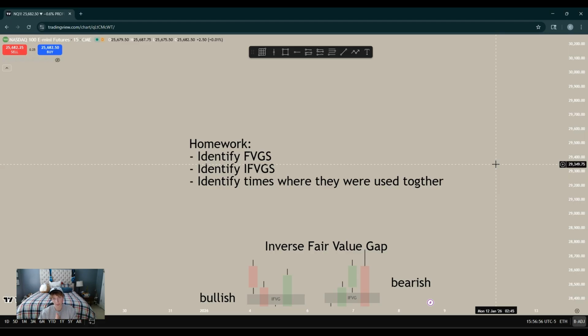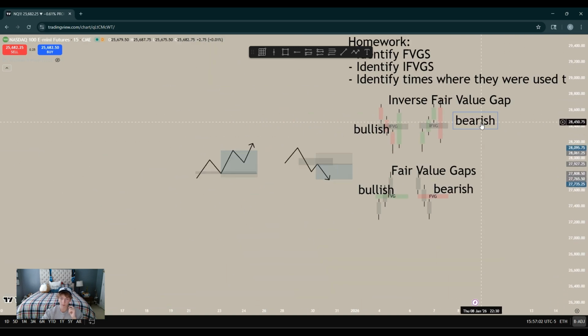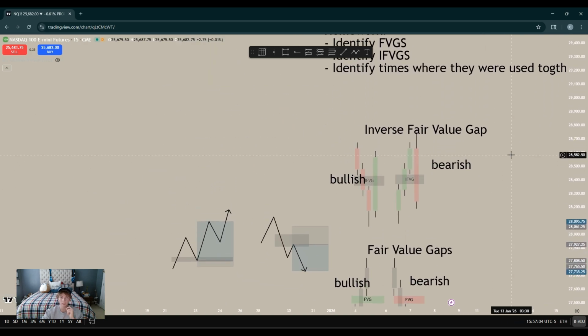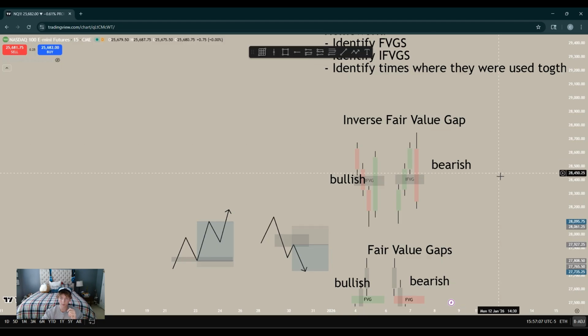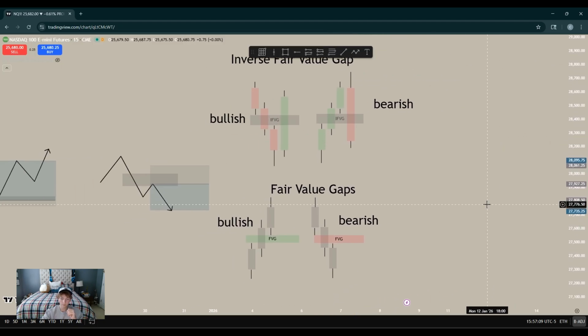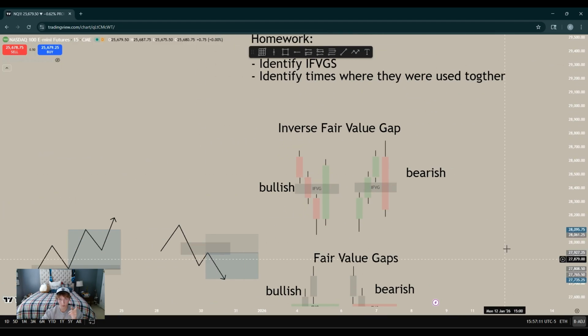So these are fair value gaps. Hope you guys enjoyed the video. Hopefully you got some knowledge in that brain of yours because you need it for the rest of this bootcamp. We need to remember these concepts if you're actually going to understand my strategy at the end of the bootcamp, all right? So yeah, remember to do the homework, all right?